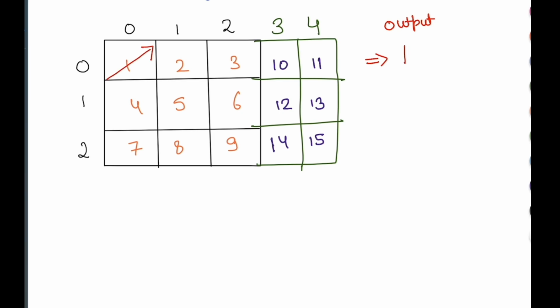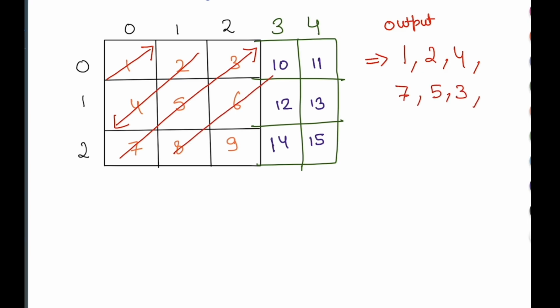Then we have to go through the next diagonal but in the downward direction. So this is going to be comma 2 comma 4. Then we are going to go through the next diagonal in the upward direction. So this will be 7 comma 5 comma 3. Then go through the next diagonal but in the downward direction. So this is going to be 10 comma 6 comma 8.